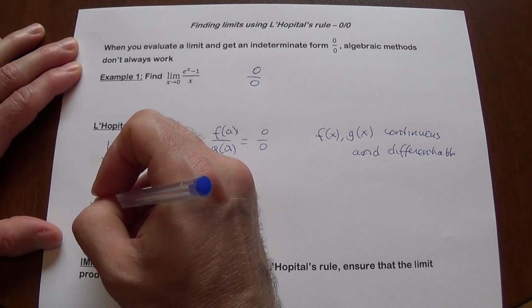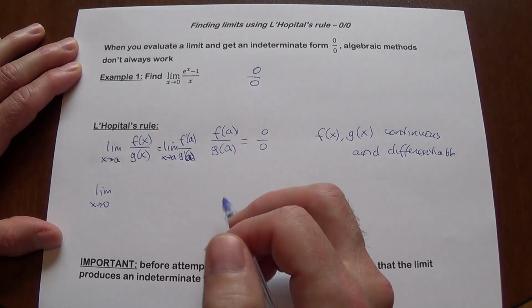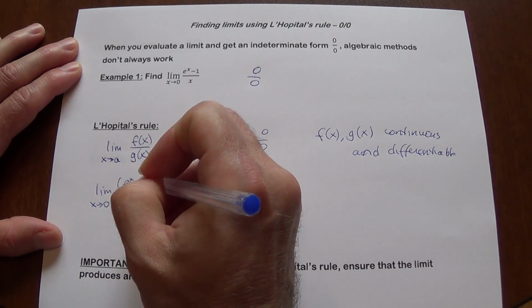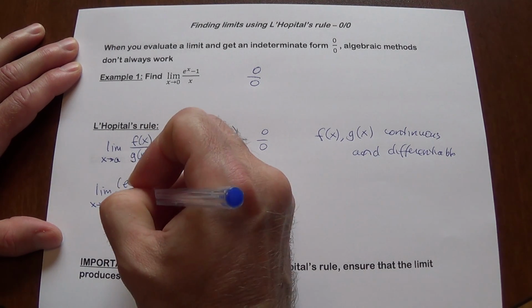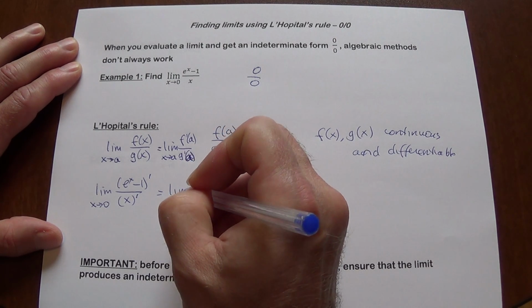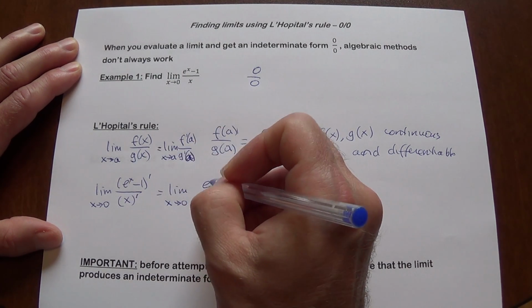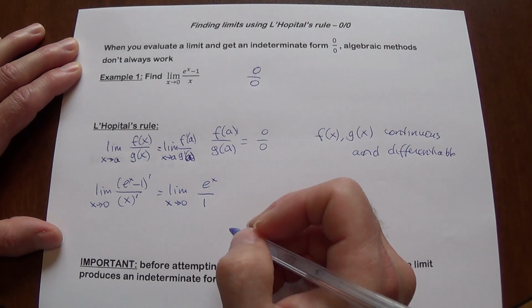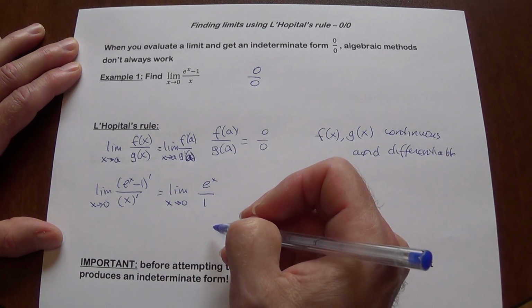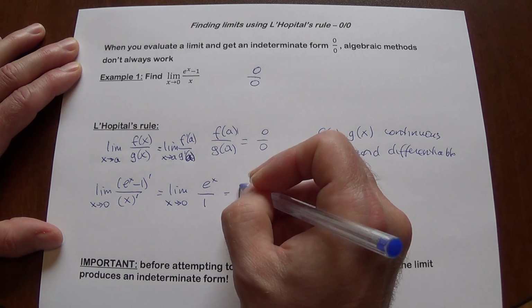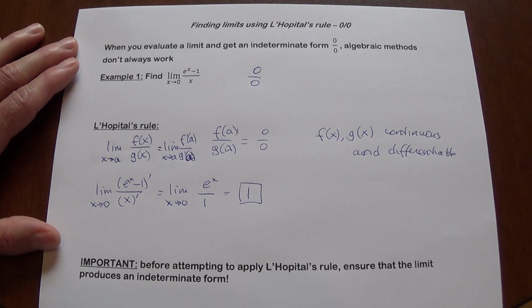So how does this work here? We're going to have the limit as x approaches 0. Since we have an indeterminate form, we can do it. So we're going to do e to the x minus 1 prime divided by x prime. So we're going to have the limit as x approaches 0. The derivative here is going to be e to the x. Derivative on the bottom is 1. It is no longer in an indeterminate form. You can substitute 0 and the answer is going to be 1.